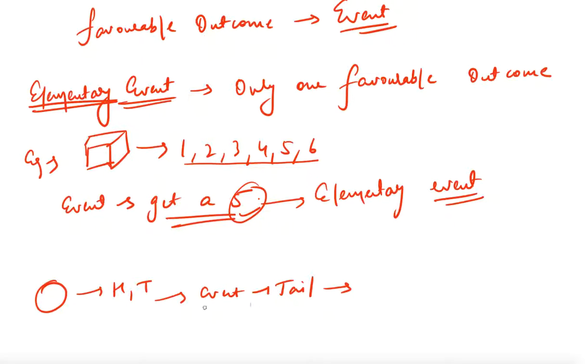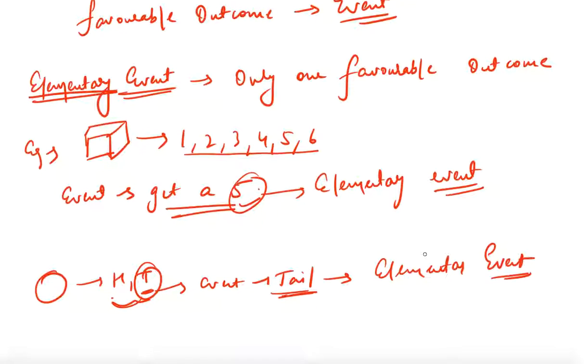Okay, so getting a tail is like getting one among the possible outcomes. So this is just one favorable outcome, hence this is an elementary event, right? So now I think the definition of elementary event is clear.